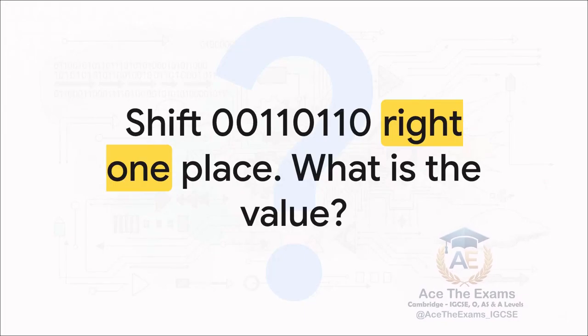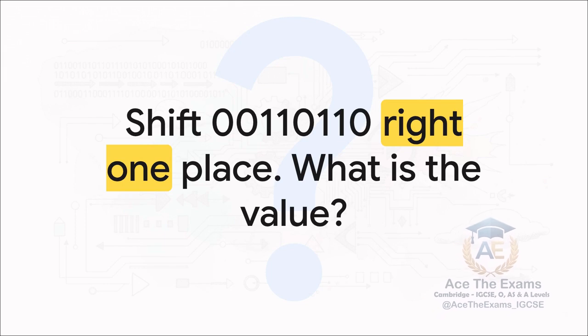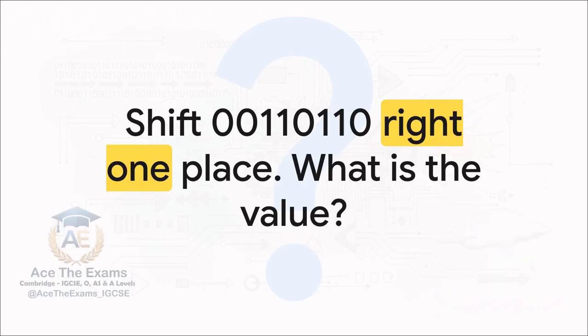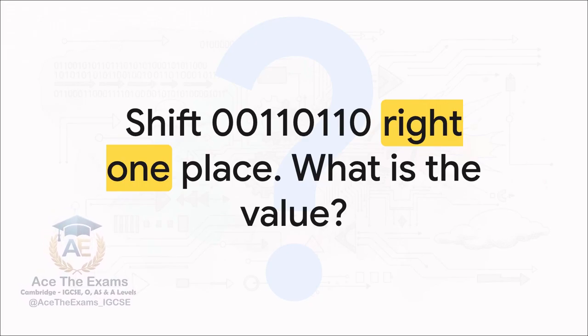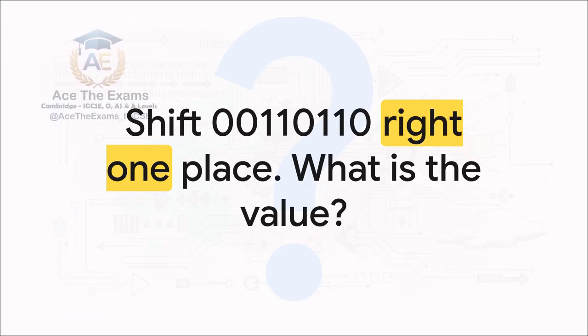All right, I want you to pause this explainer right now and predict the outcome of this challenge. We have the binary number 00110110, which again is our trusty 54. I want you to logically shift it right by 1 single place. Remember the rule we just talked about. If shifting left is multiplication, then shifting right is division. So grab a piece of paper if you need to. What is the new binary value and what is its denary equivalent?